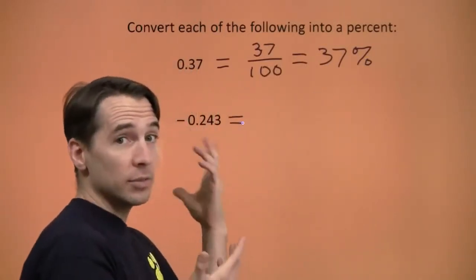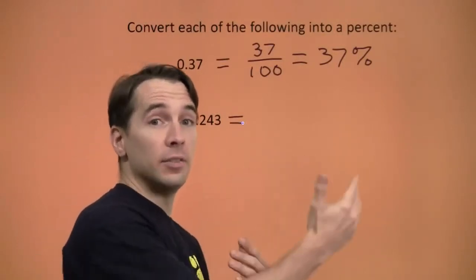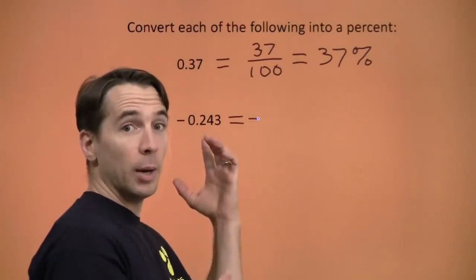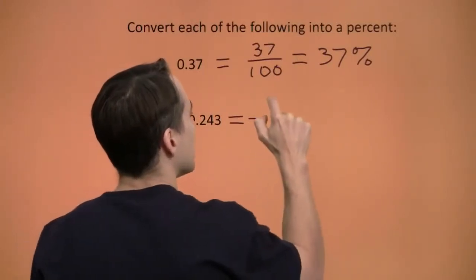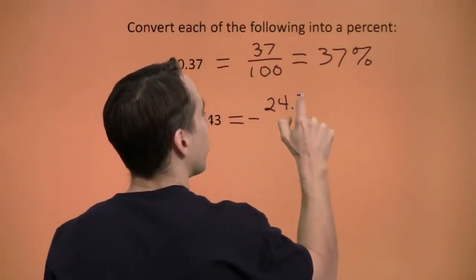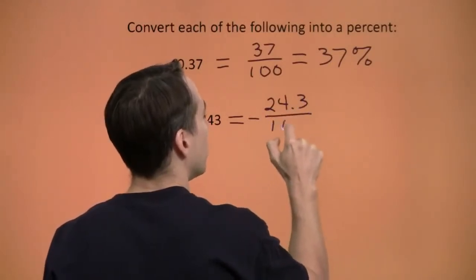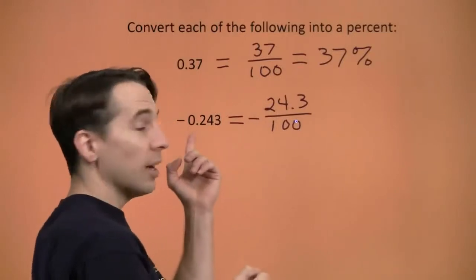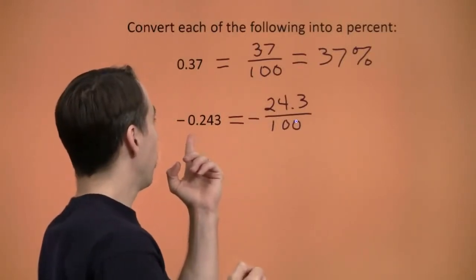Now, of course, I can turn negatives. Nothing special about negatives. I can turn a negative into a percent as well. Now, I need to write this as something divided by 100. I'm going to write this as 24.3 divided by 100. Once again, you see dividing by 100, you move decimal point 2 places to the left. That would give us 0.243.